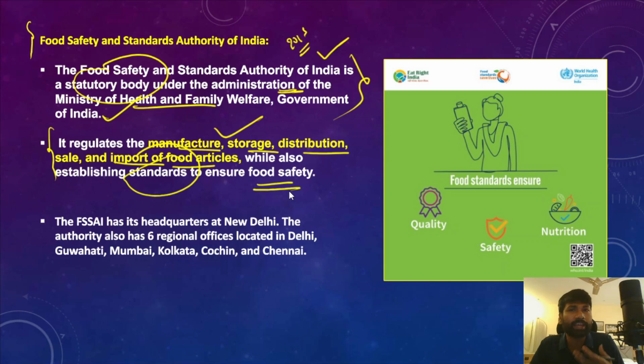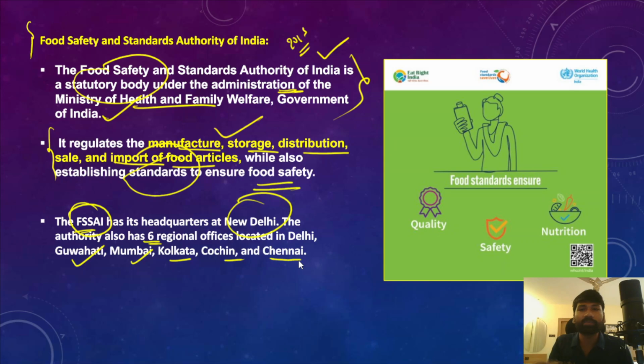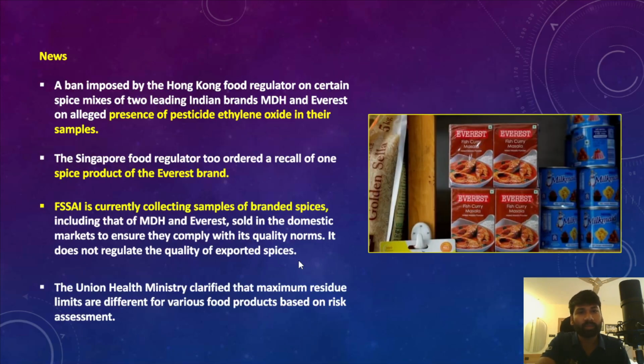Now when we talk about the headquarters of the Food Safety and Standards Authority of India, it is located in New Delhi. Along with that, it also has several regional offices. So it has 6 regional offices at different places including New Delhi, Guwahati, Mumbai, Kolkata, Chennai and Cochin. So in all these places, the Food Safety and Standards Authority of India has regional offices. Now we'll try to understand why the Food Safety and Standards Authority of India is actually in the news.